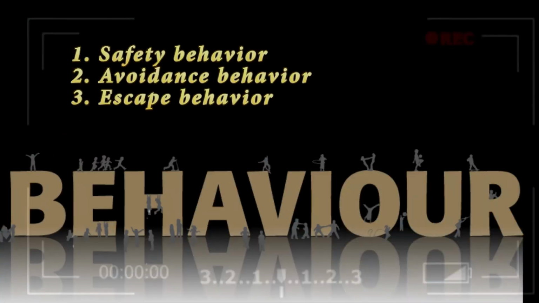The third kind of behavior associated with a panic attack is escape behavior. So there is avoidance behavior, there is safety behavior, and then there's escape behavior. With escape behavior, the individual just wants to be in a position where, just in case something happens, he or she will be able to escape the environment and feel safe.